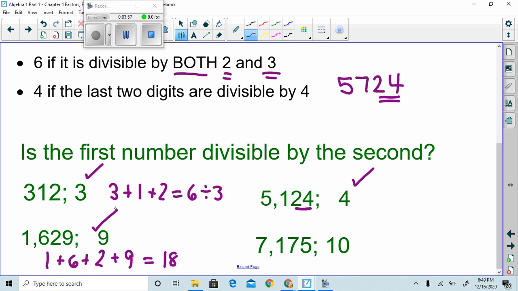We have another divisibility rule check. The last one is 7,175 divisible by 10. Think about that for just a second, and your answer should be no, because this number does not end in 0.